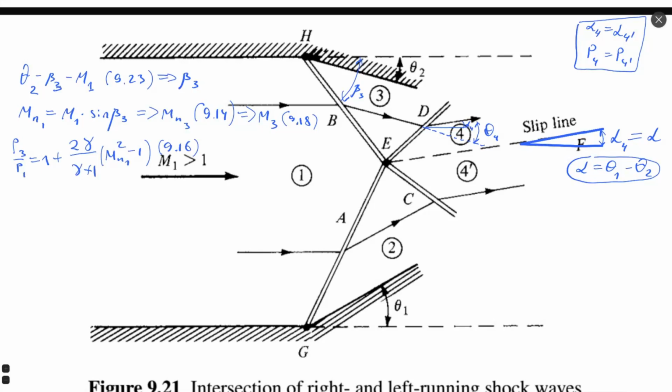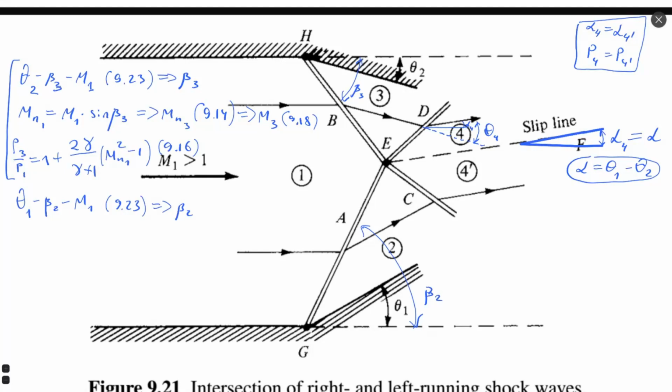So looking at region 1, we will have a relation similar to theta-beta-M. I will need to repeat this process for the lower side. It will use as input theta 1, and then beta 2 and M1, the same equation 923. From here, I will find beta 2 because theta 1 and M1 are known. This is the value of beta 2, because it's inside region 2.